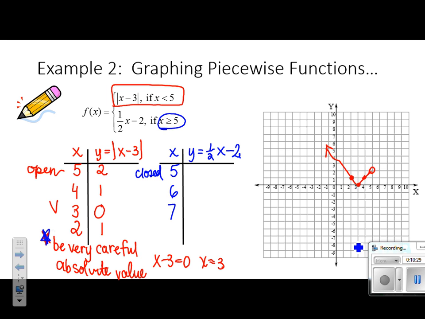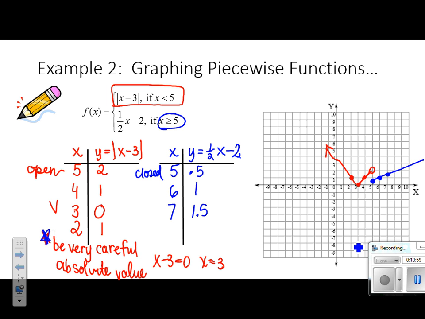So 5 times 1/2 is 5 halves, minus 2, which is 0.5. 6 times 1/2 is 3, and 3 subtract 2 is 1. 7 times 1/2 is 3 1/2 minus 2, which is 1.5. Now we're going to go over here and graph that. 5 and 0.5, there's a closed circle there. 6, 1, and 7, 1.5.